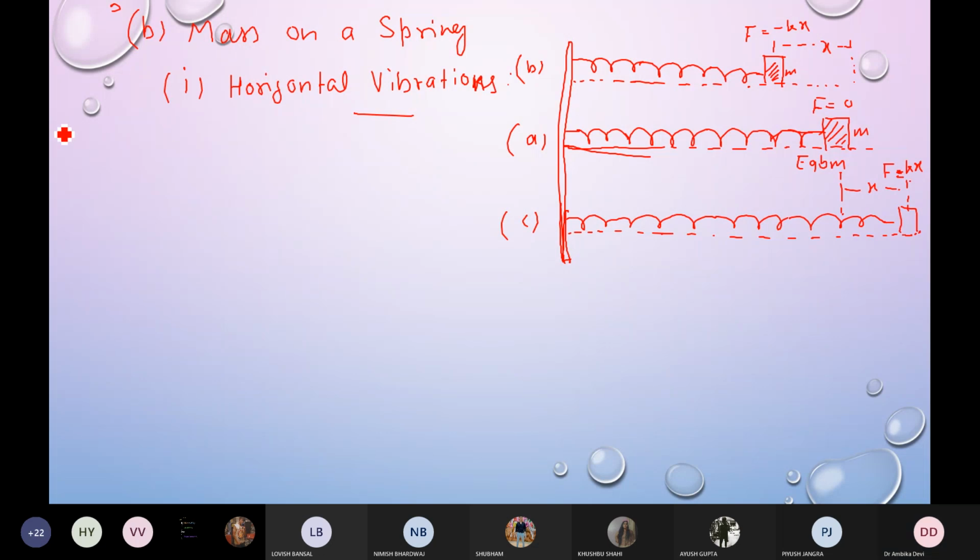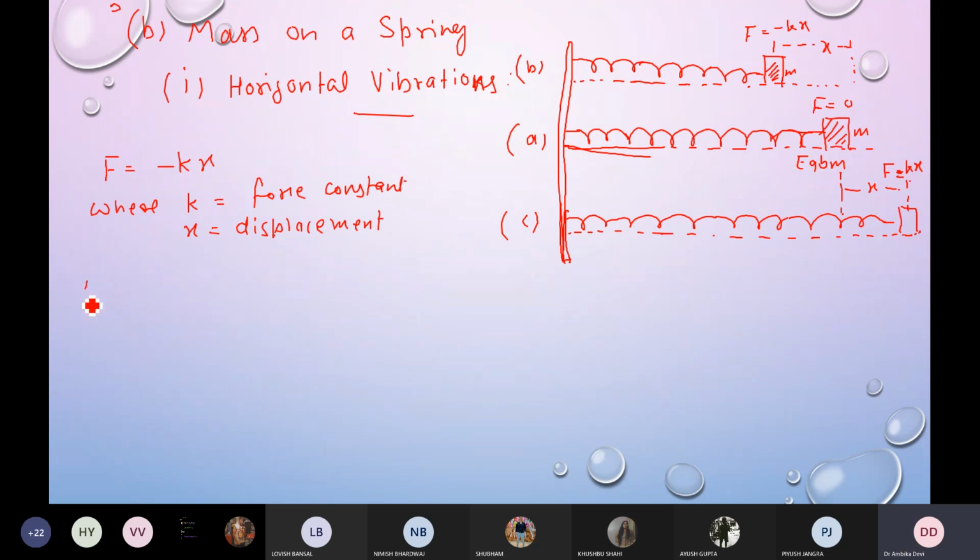Okay. So we know that if we talk about system B, the restoring force exerted by the spring is F is equal to minus kx, where k is the force constant and x is the displacement.